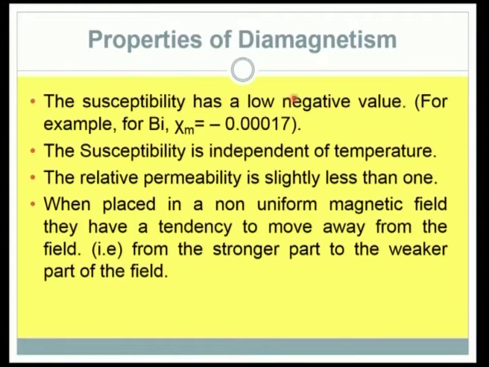The susceptibility has a low negative value. For example, bismuth has a susceptibility of minus 0.00017. It is a low negative value. The susceptibility is independent of temperature. The relative permeability is slightly less than 1. When placed in a non-uniform magnetic field, they have a tendency to move away from the field, that is, from the stronger part to the weaker part of the field. So these are the following effects.